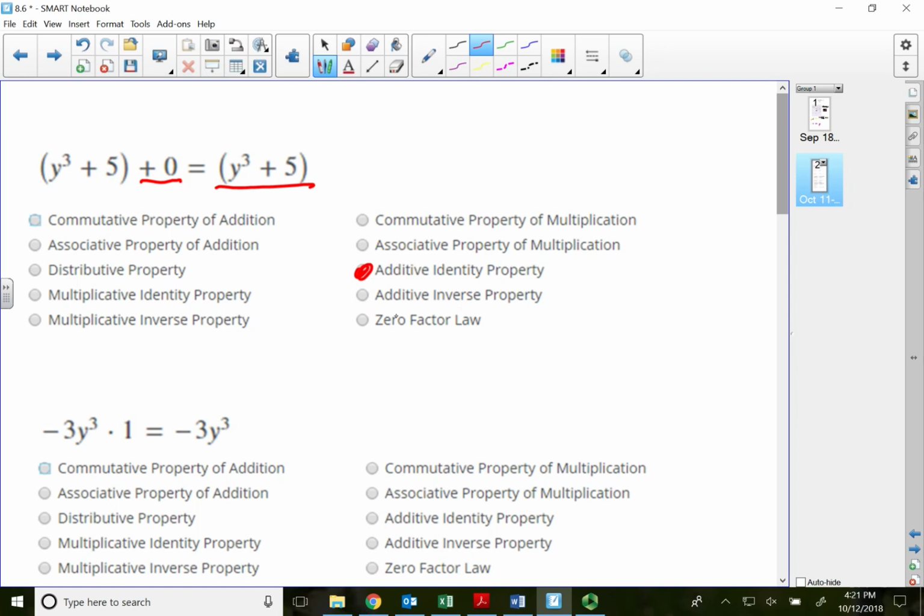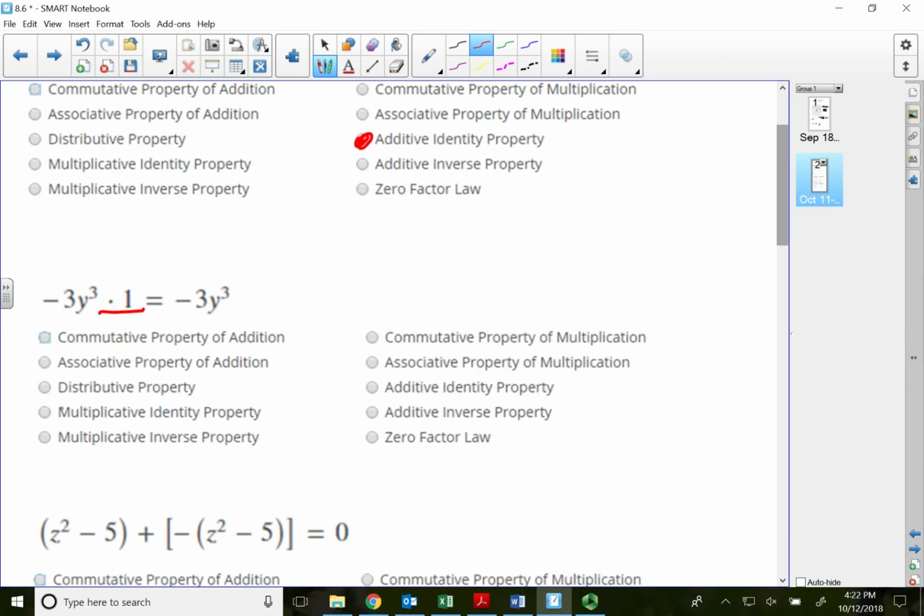Okay, because this one is called additive inverse. That's when you see the opposite sign. All right, negative 3y to the third times 1. So when you see the times 1 and still show itself, that will be identity property for multiplication, the multiplicative identity property.